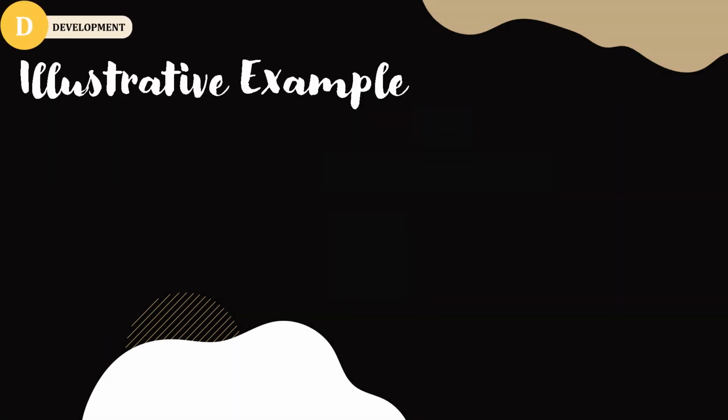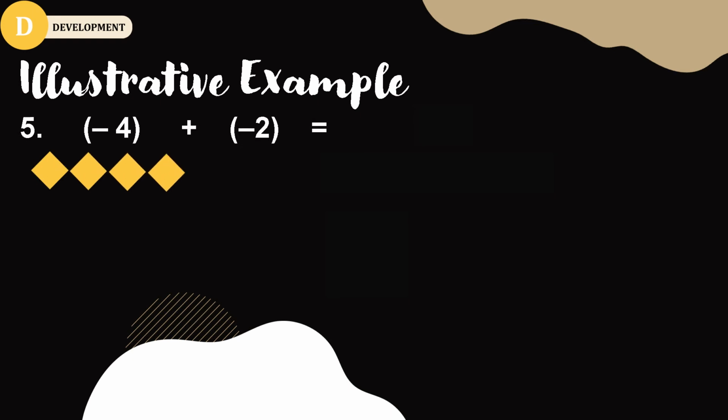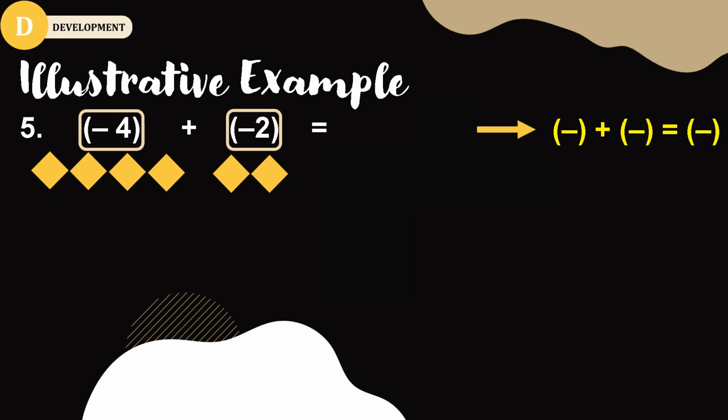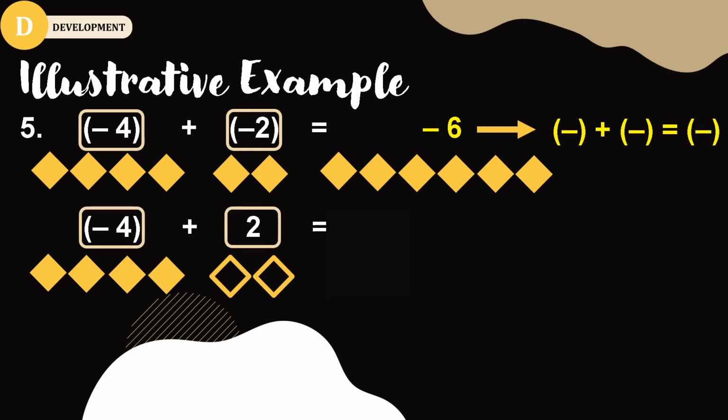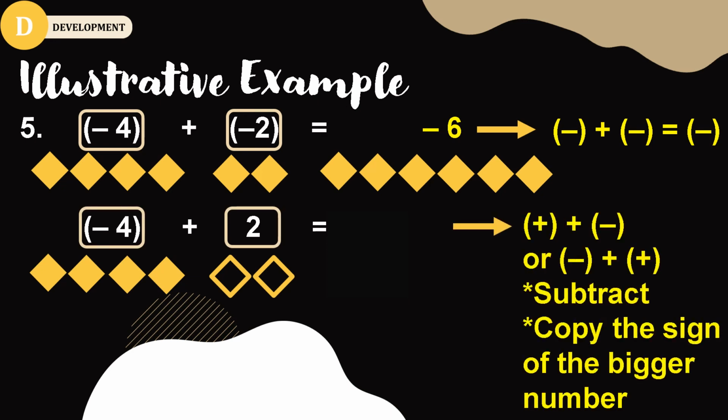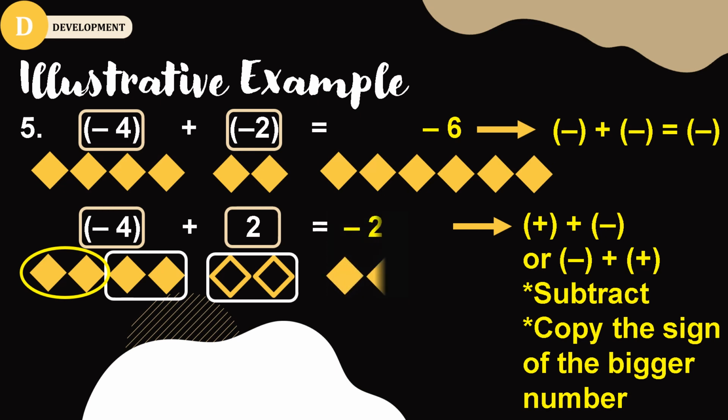Illustrative example number 5. Negative 4 plus negative 2. Both negatives, so add. Therefore, we have 6. Copy the sign, the answer is negative 6. While, if we have negative 4 plus 2, subtract, then copy the sign of the bigger number, which is negative, so the answer is negative 2.